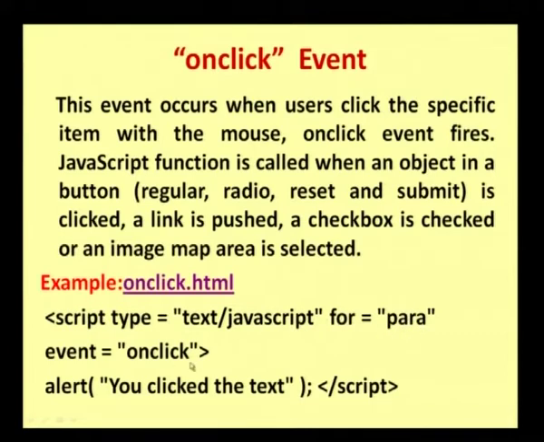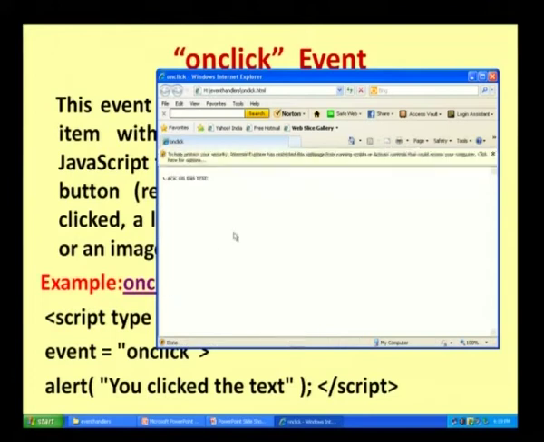So I am writing this code for this onclick event. Whenever the user presses the particular paragraph, the alert message "You clicked the text" should be given. So the event handler should call this event to determine which event occurred and what the user has done. Let us execute the program for understanding purpose.